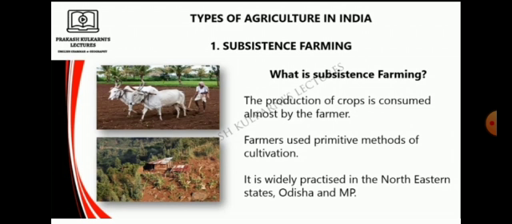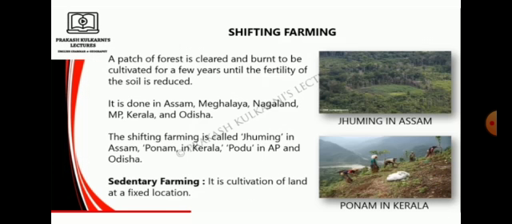What is subsistence farming? The production of crops is consumed almost entirely by the farmer. Second point, farmers use primitive methods of cultivation. Last, it is widely practiced in the northeastern states, Odisha and Madhya Pradesh.